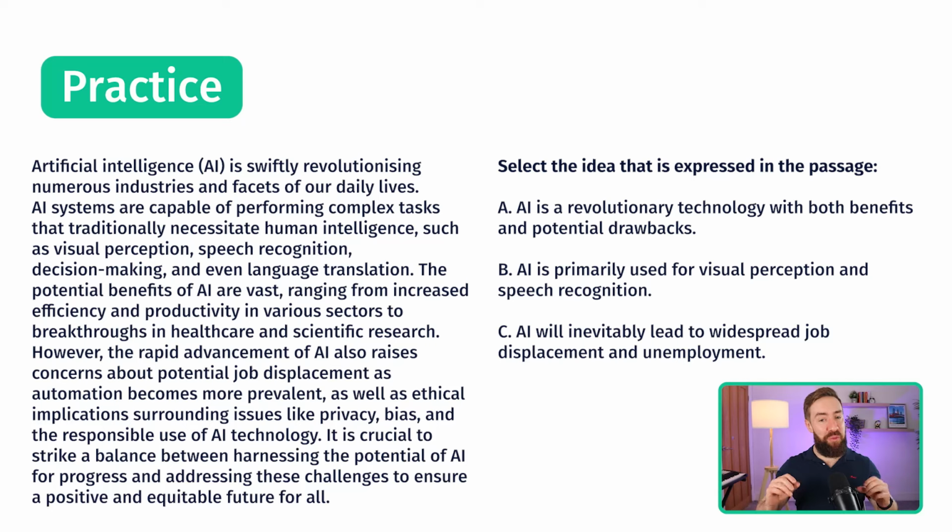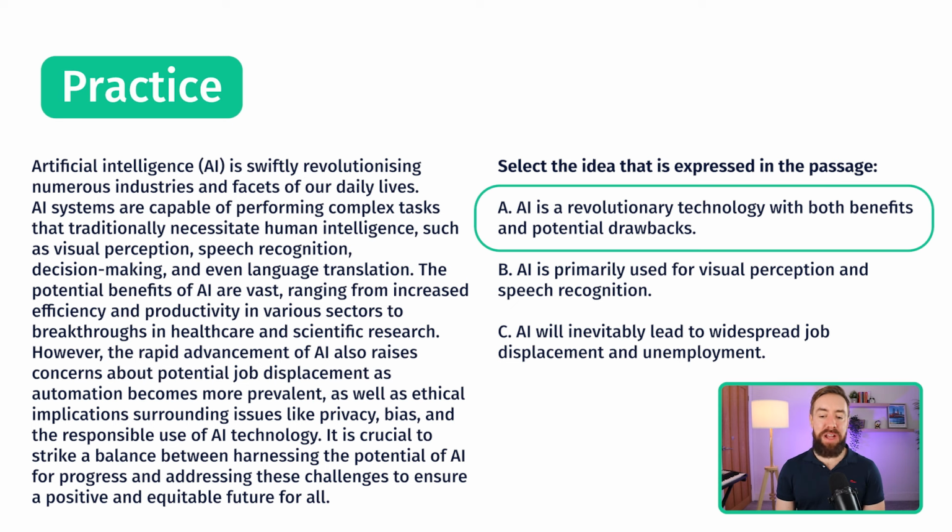Okay, welcome back. So, was the AI question any easier than the brain and climate change? Probably not, right? They're all very difficult. Which answer did you get? The correct answer was A. So, AI is a revolutionary technology with both benefits and potential drawbacks. So it has good points and it has bad points. So that is the best summary of what the passage is talking about.